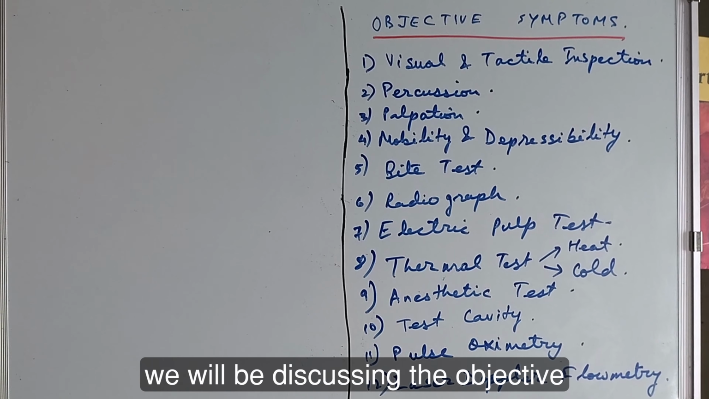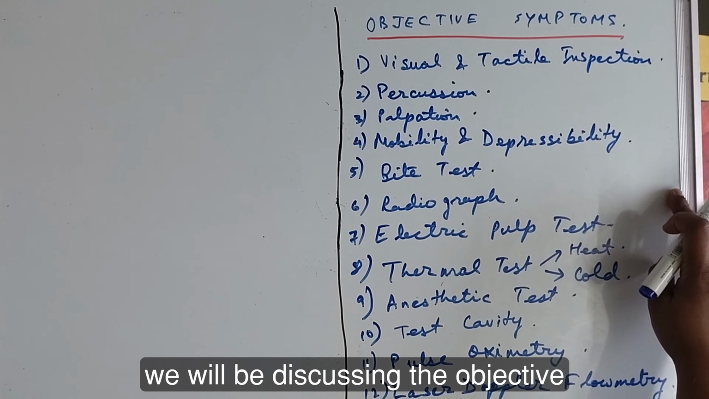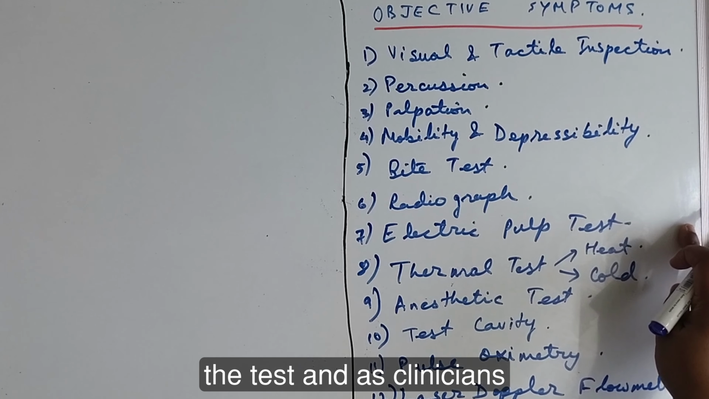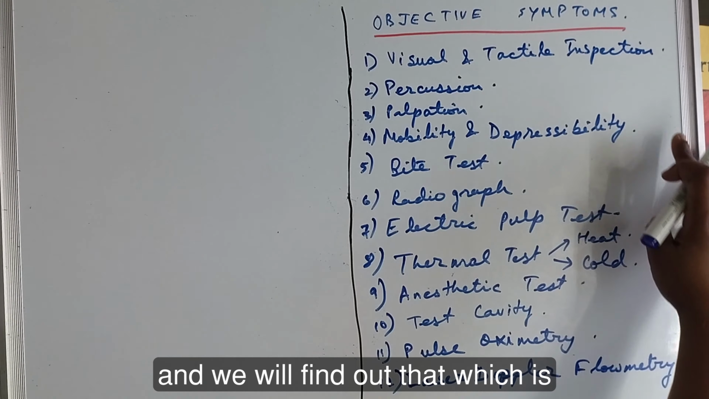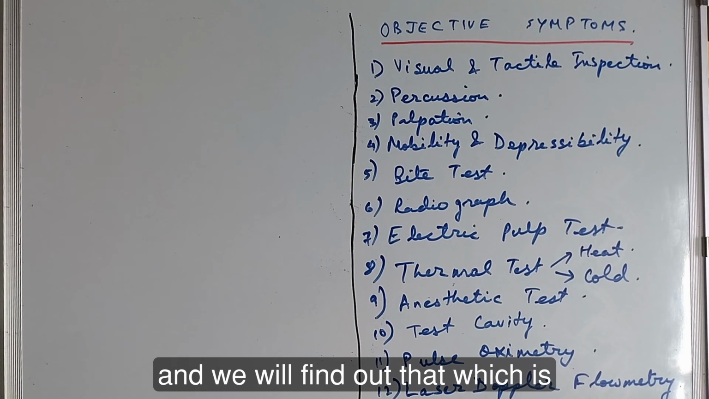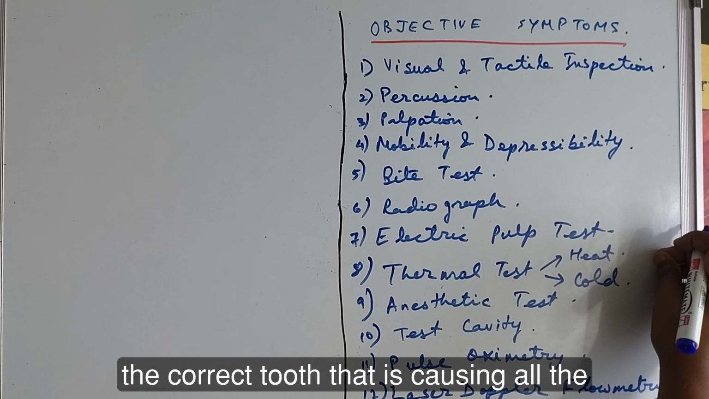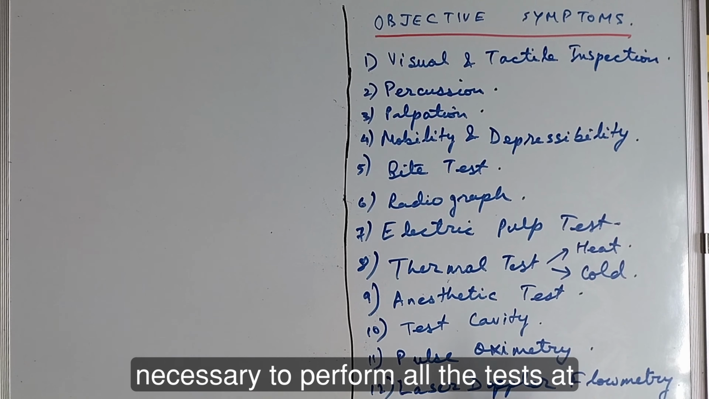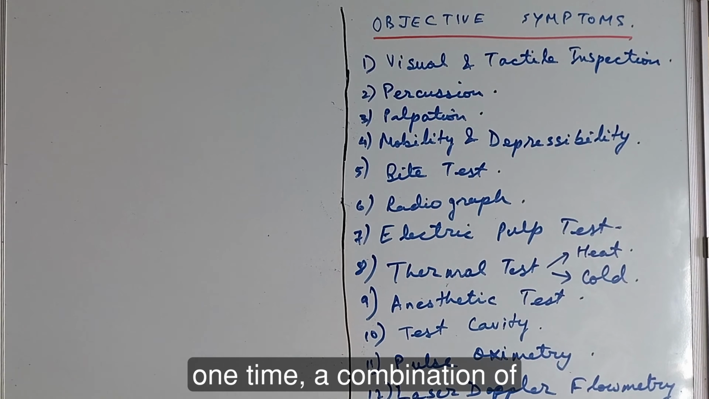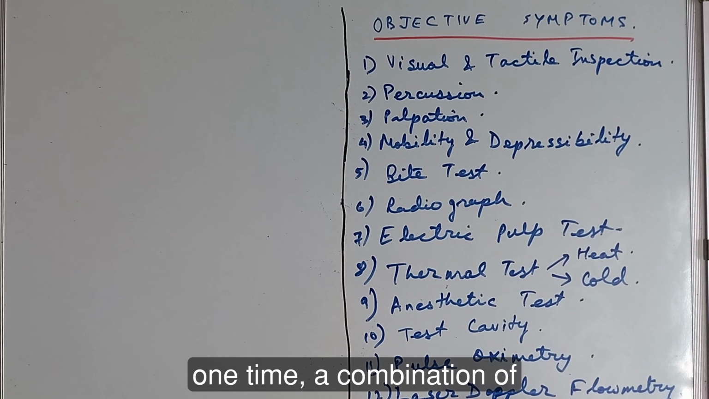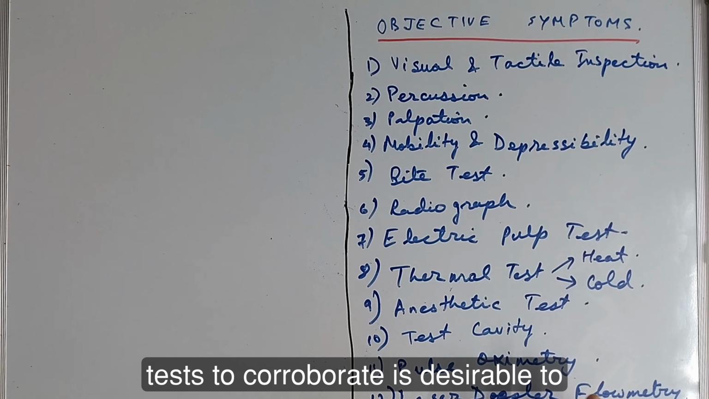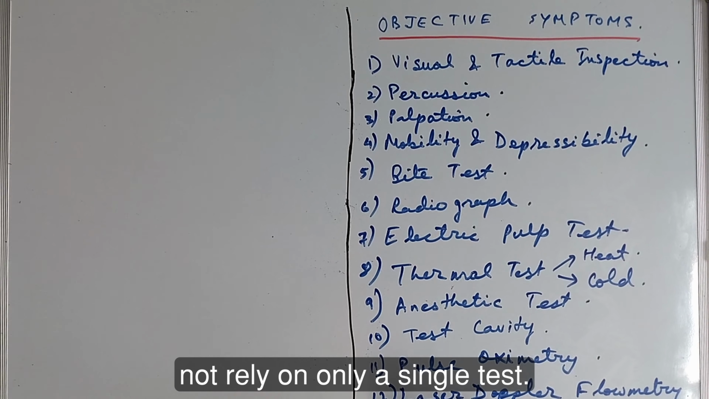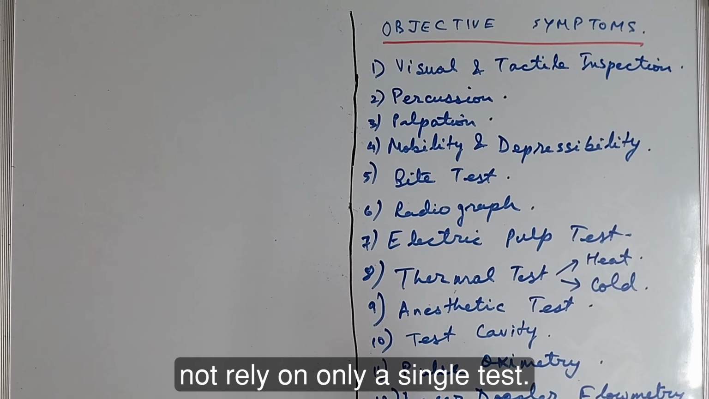Now we will be discussing the objective symptoms, wherein we will perform the tests as clinicians and find out which is the correct tooth that is causing all the problem. Although it may not be necessary to perform all the tests at one time, a combination of tests to corroborate is desirable to ensure a correct diagnosis. One should not rely on only a single test.